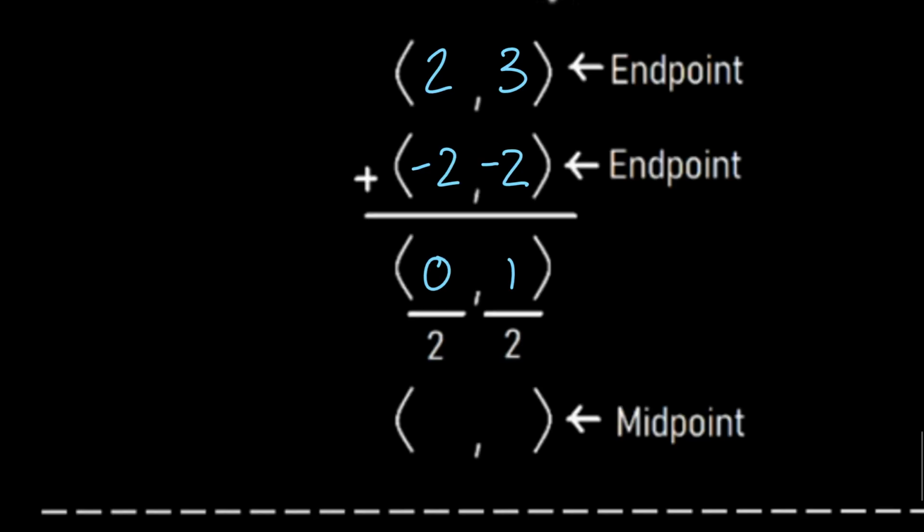Divide by 2, because there are 2 points. So, what is 0 divided by 2? 0. And what is 1 divided by 2? 1/2. 1/2. Boom! Found the midpoint. Can we do it as a decimal? You can do a decimal there.